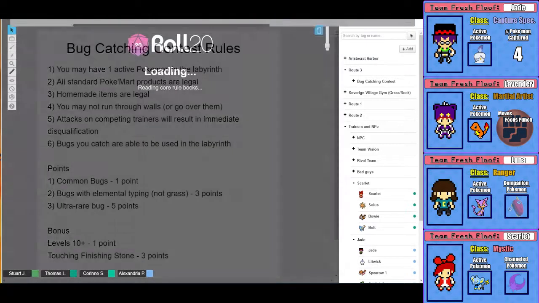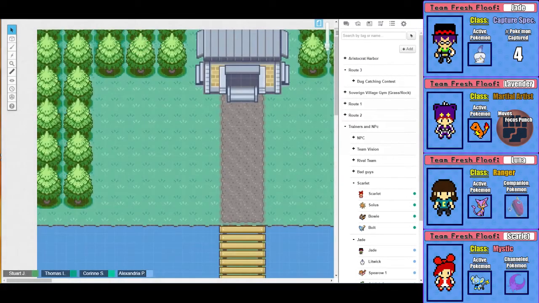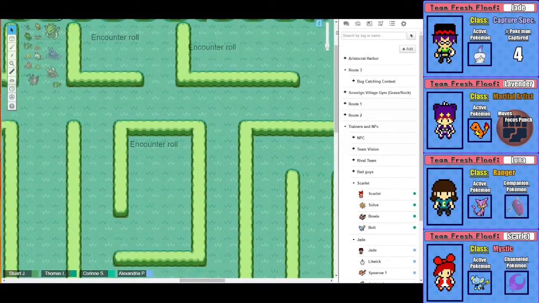If you want the game mechanics, how I got it set up, there are certain points where I marked encounter roll on the GM layer, and at those points I'll roll to see if you run into a bug and what kind of bug you run into.